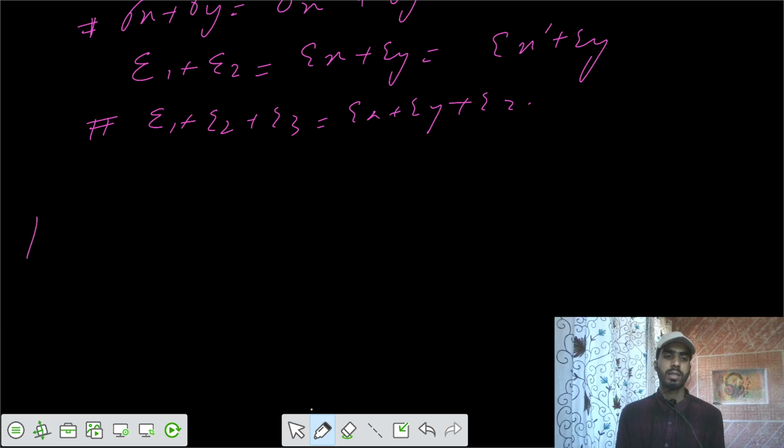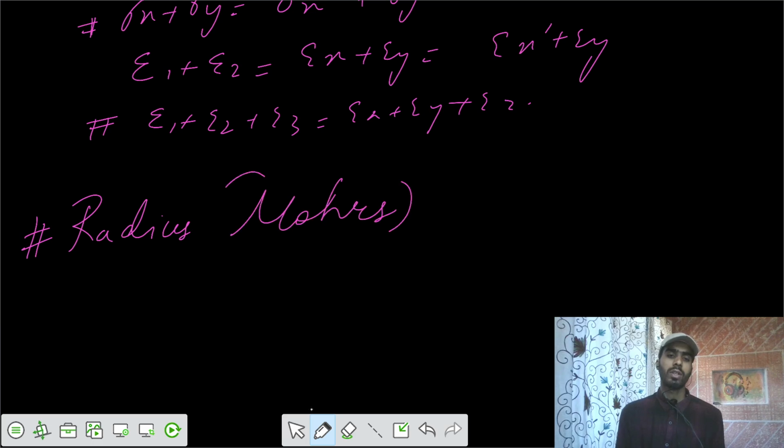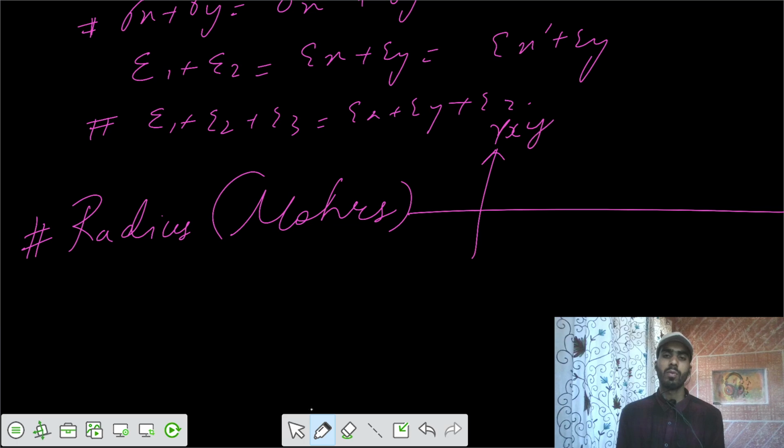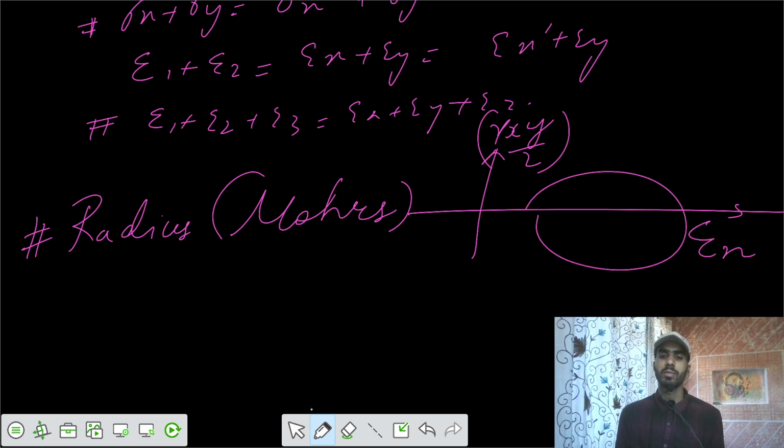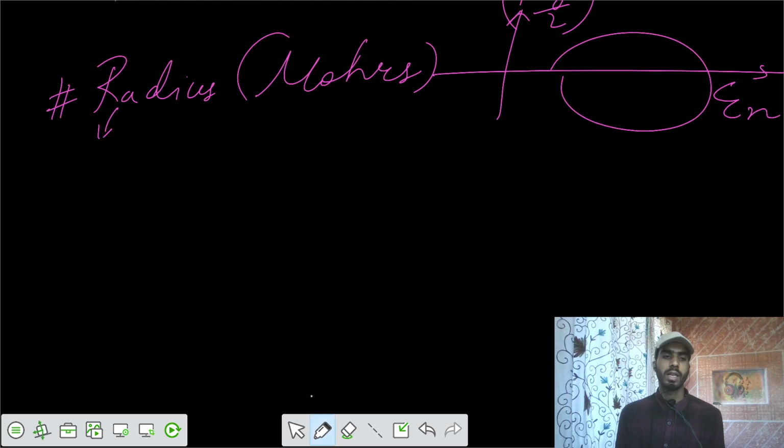And we had tau max radius, and we plot the Mohr's circle here. We plot the Mohr's circle between the shearing strain, but shearing strain is only 1 by 2. So this is gamma xy by 2, and here we plot normal strain, then we get some circle. So radius would be about that tau max, I would say.